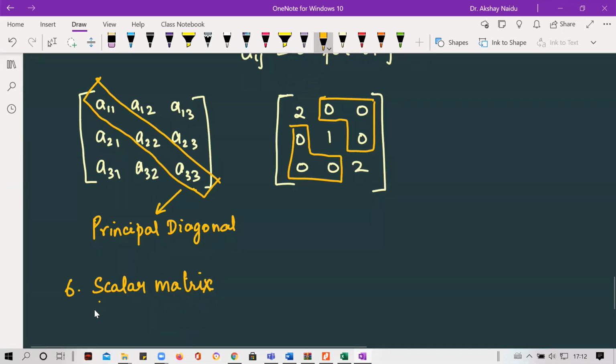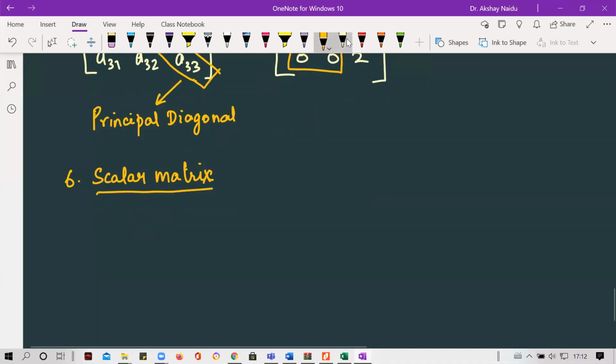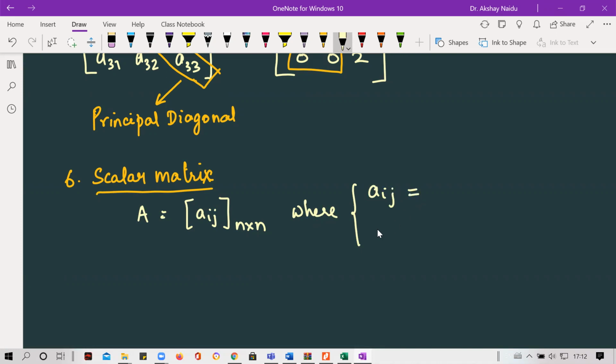So scalar matrix is a diagonal matrix where, tell me, what is a scalar matrix? Does anybody know? It's a diagonal matrix. Diagonal elements equal to 1. Very good. So off diagonal elements are 0 and the principal diagonal elements are 1.